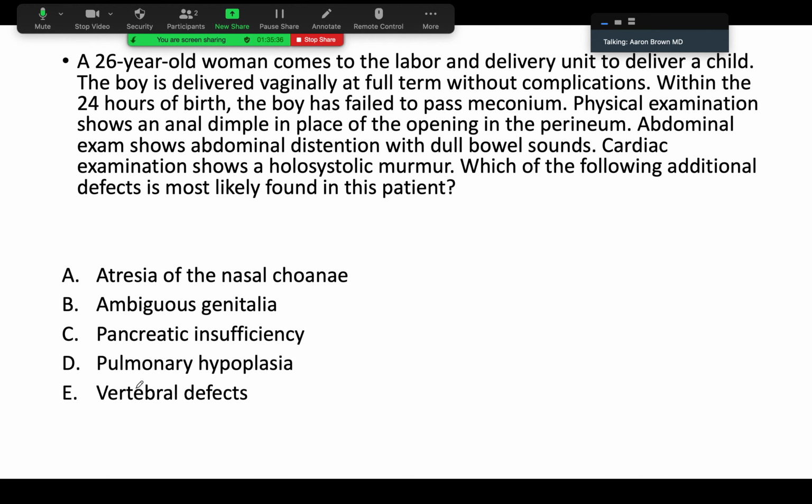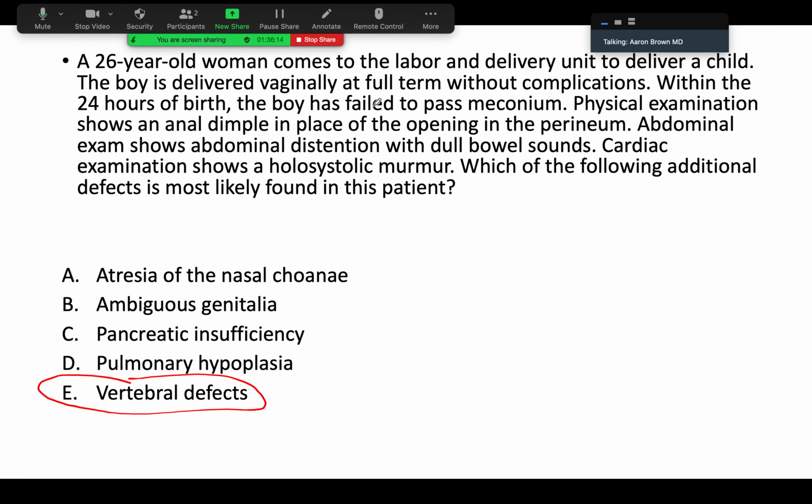Yes, it is. Excellent. That's a great thought. I like how you use logic there. The presence of an anal dimple is kind of cluing us in that the sacrum may be involved here. If the sacrum is involved, then it makes sense that you would want to say vertebral defects, as that's sort of the terminal part of the vertebrae.